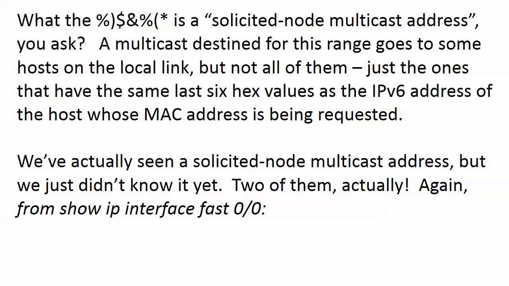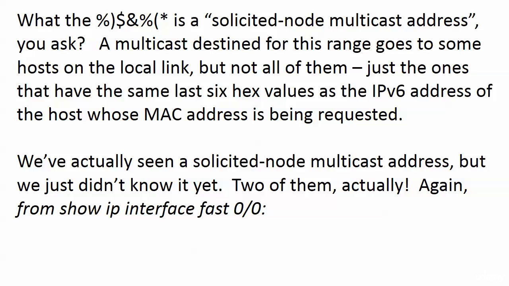And when you look at that, you think, well, what are the odds that multiple hosts on the same link are going to have the same last 6 hex values as the version 6 address of the host whose MAC address was just requested? Well, the more hosts you have, the bigger the chance. I admit to you, with just a couple of hosts, the chances are pretty low. But we also want to know how to calculate the SNMA, where it came from, and also where to find them on the router. Because we've not just seen one SNMA to this point, we've actually seen 2 of them.